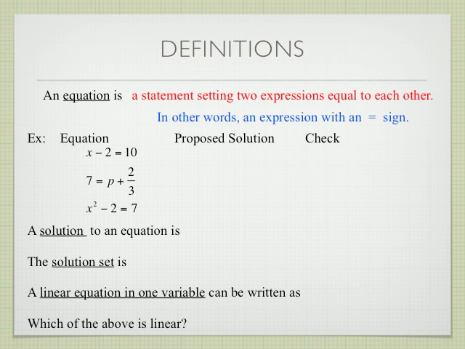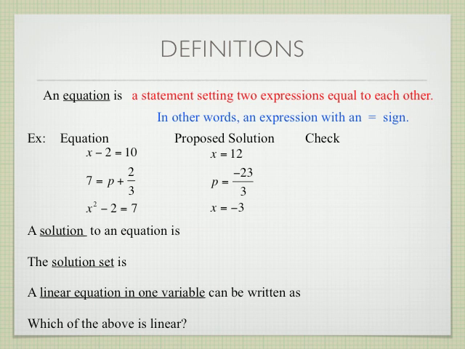We'll talk about solving them later, but for now, let's just talk about what the solution might be. I'm going to guess a solution for each one of these. So I'm going to guess that x equals 12 would work for the first. I'm going to guess that negative 23/3 would work for the second. And I'm going to guess that negative 3 would work for the third.